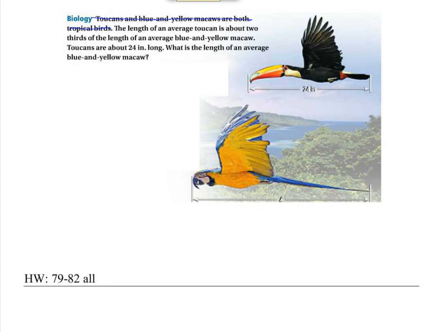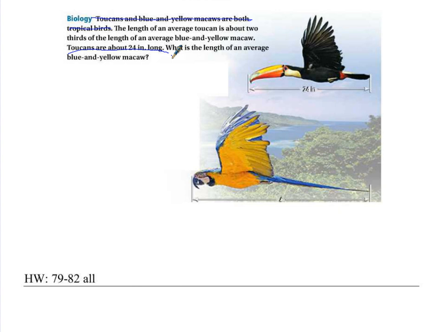So in this problem, we don't need toucans and blue and yellow macaws, our tropical birds. Don't care. We know we have two birds sitting here. The length of an average toucan is about 2/3 of the length of an average blue and yellow macaw. So I want to define a couple variables here. How long is the average toucan? Okay, it tells me the average length of a toucan is about 24 inches long.